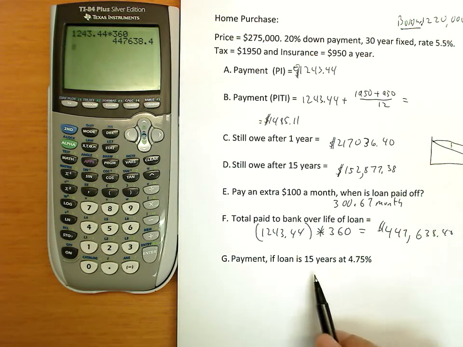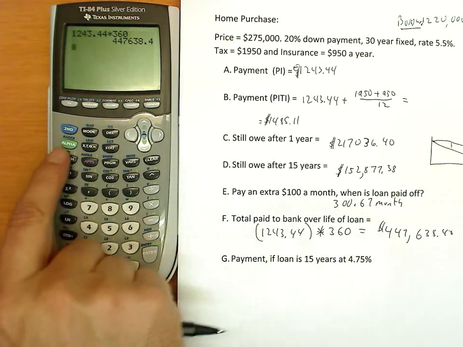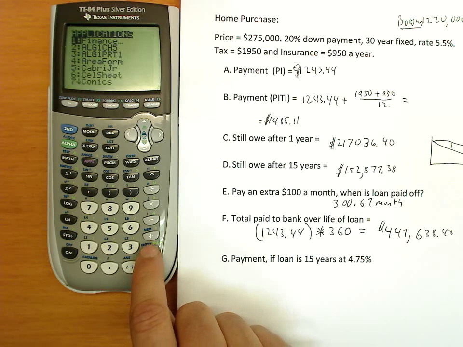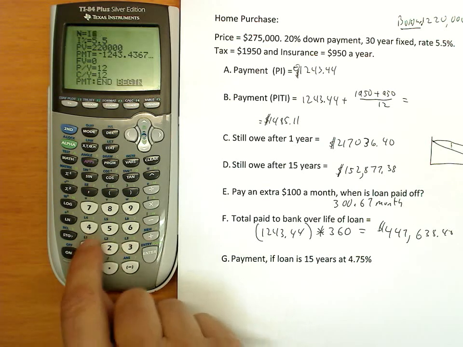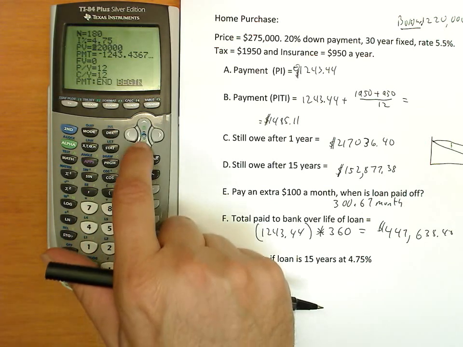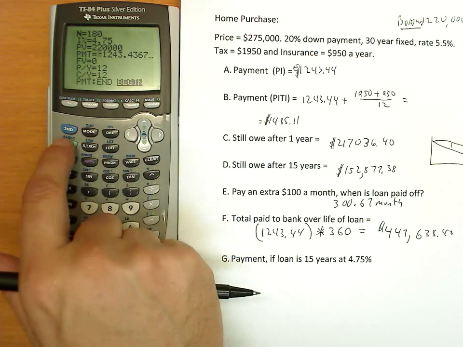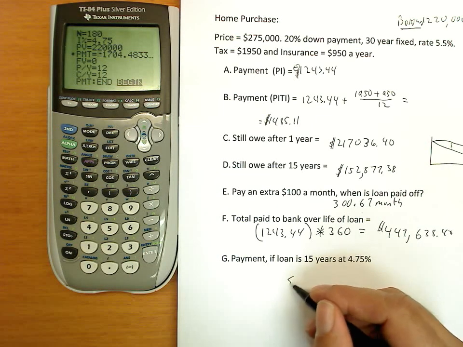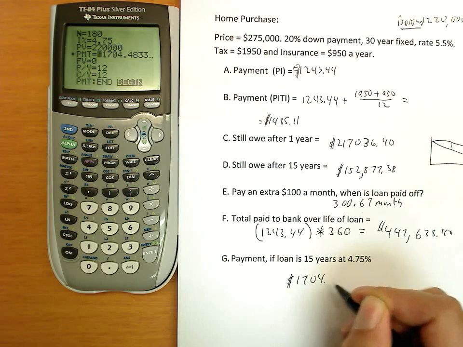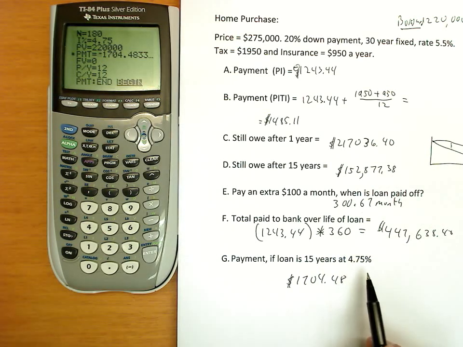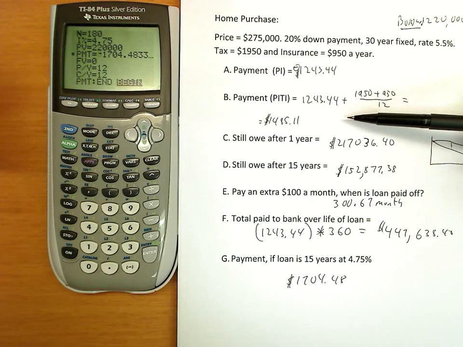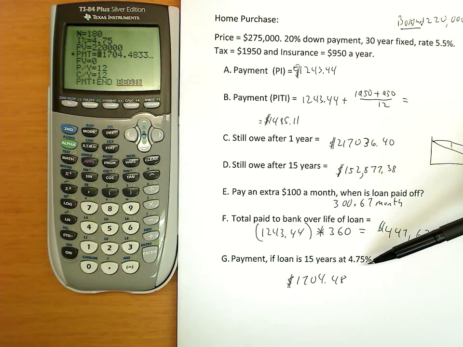If it was a 15-year loan at 4.75, okay. Back into finance again. And 15 years is 180 months. 4.75. Present value, we borrow the same amount, and I solve right here and get a new payment of $1704.48. So your payment would be quite a bit higher despite a lower interest rate. You're paying $500 more to the bank. You would add the same amounts in for this. However, you would have the advantage of paying your home off in 15 years.